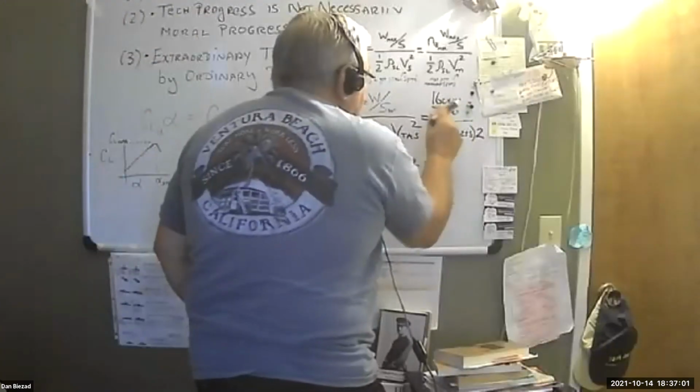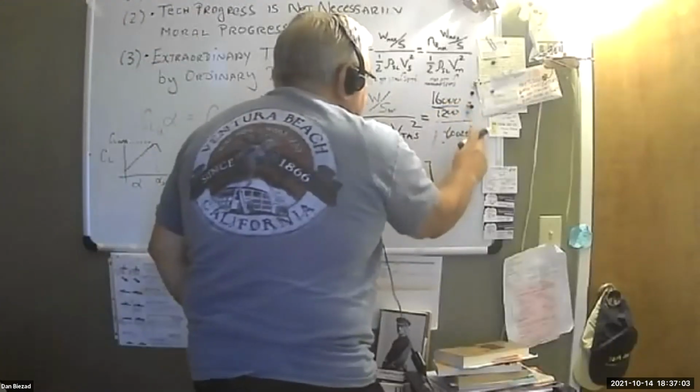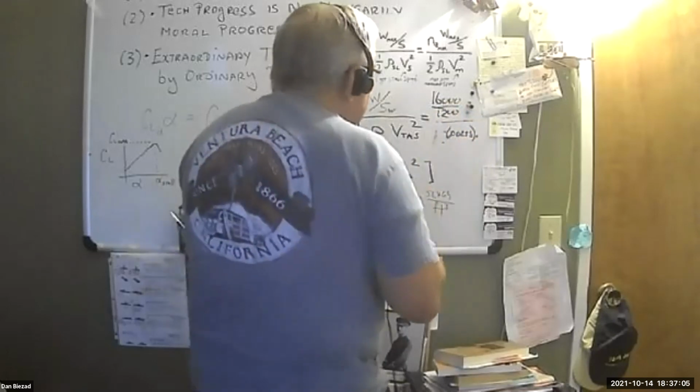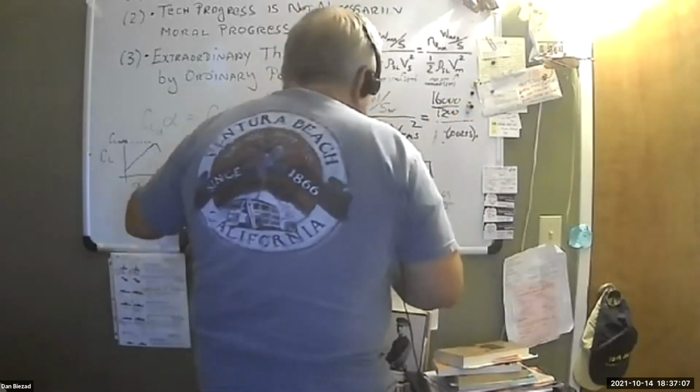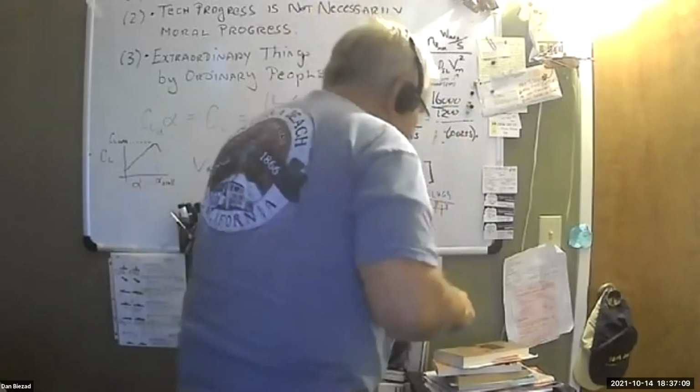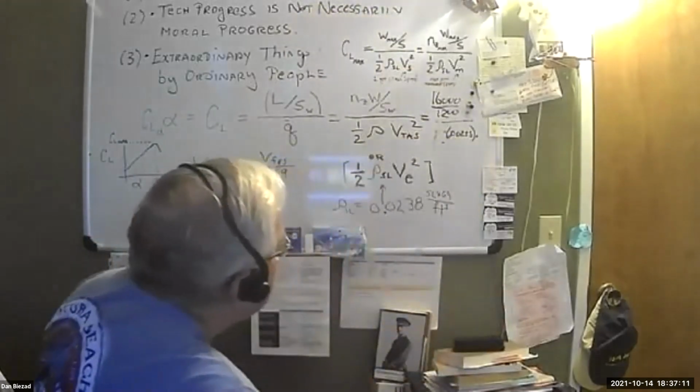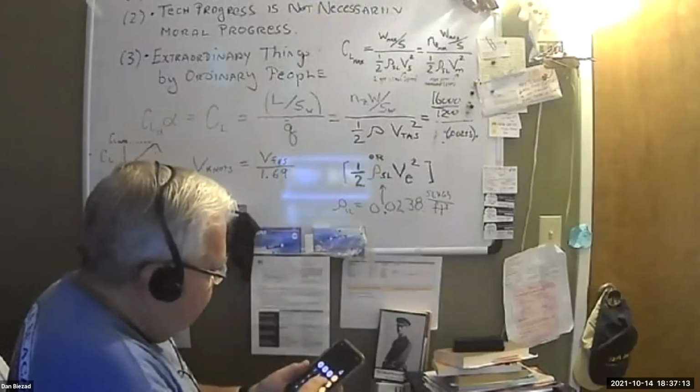Okay, so if I do that, then that would make this 1,200. That's what I was doing before. So I have 16,000 divided by 1,200 over 0.00238 is v squared. Does that kind of follow you?